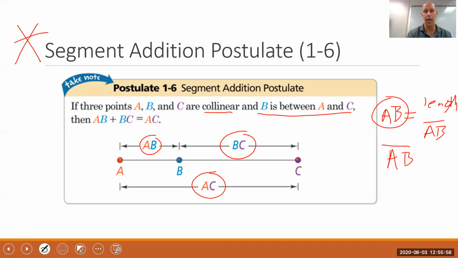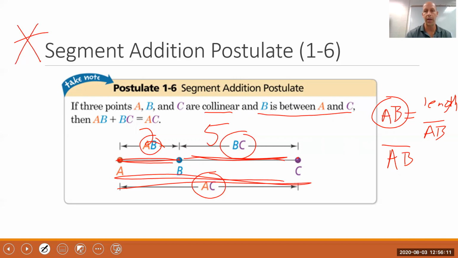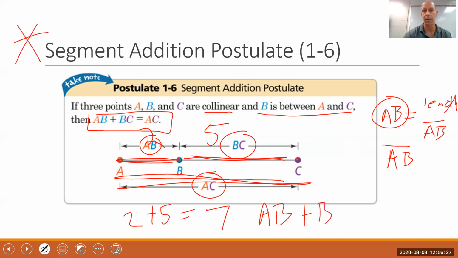Let's make this very simple. Pretend this length is 2 and this length is 5. What would be the entire length from A to C? Of course, it's going to be 7, because 2 plus 5 is 7. But if we didn't know what those numbers were, we would write that the length of segment AB plus the length of segment BC is equal to the length of segment AC.